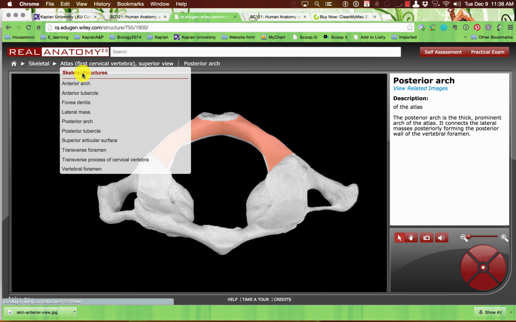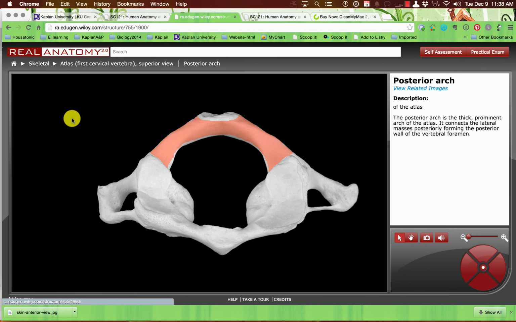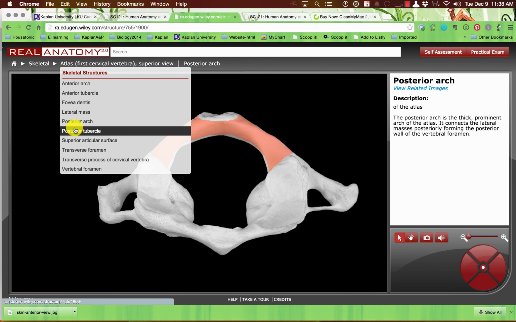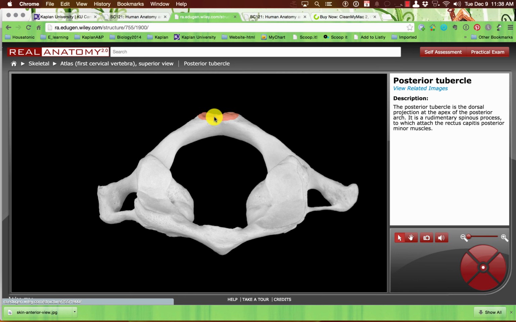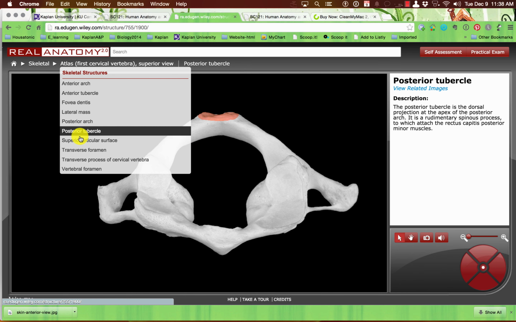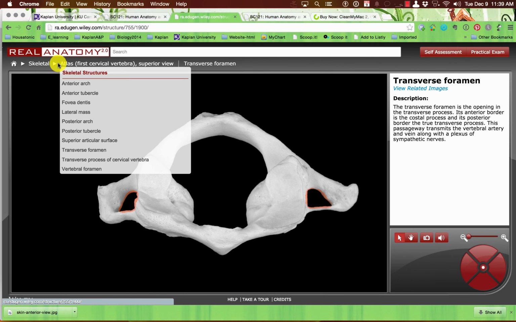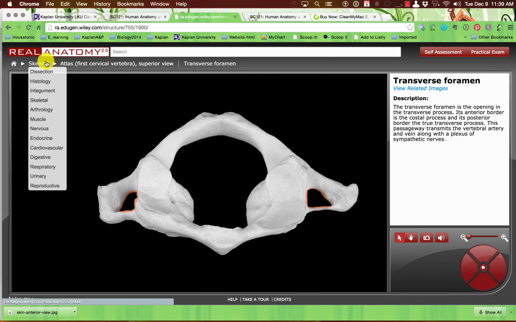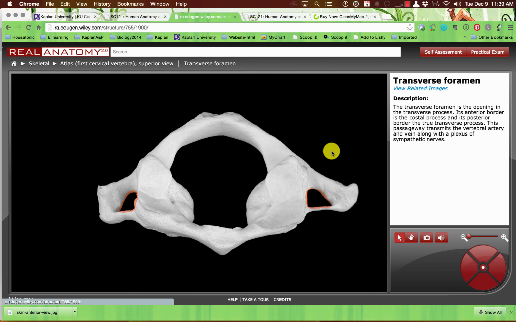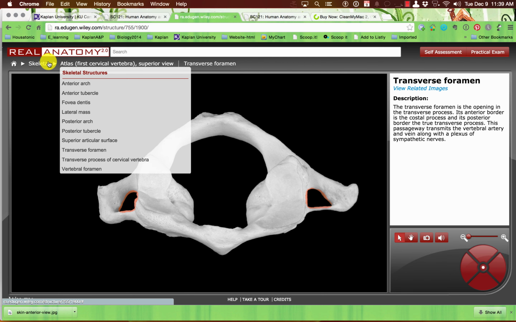Okay, let's go. I want to say skeletal. See, right now we're on the atlas. This changes all the different sections that I just went through. See, transverse foramen is a hole. See right there? Okay, let's get rid of this. Now I want to stay skeletal. See, I'm learning as I go.